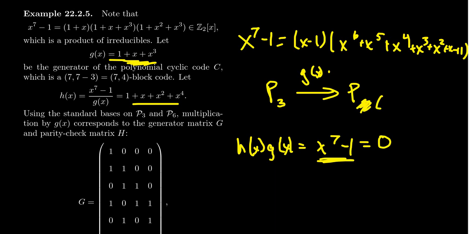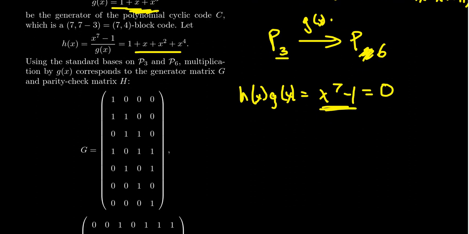And I should have written a P6 here earlier. Sorry about that. Since G is a cubic polynomial, we start off with 3 bits. You're going to add 3 more to it, the degree here, so you end up with P6. We reduce mod 7, so that means our polynomials are going to be at degree at most 6. So using the standard basis for P3, which is going to be 1, x, x^2, x^3, and using the standard basis for P6, which is just going to be 1, x, x^2, x^3, x^4, x^5, x^6, we can then represent multiplication by G using the following matrix right here.